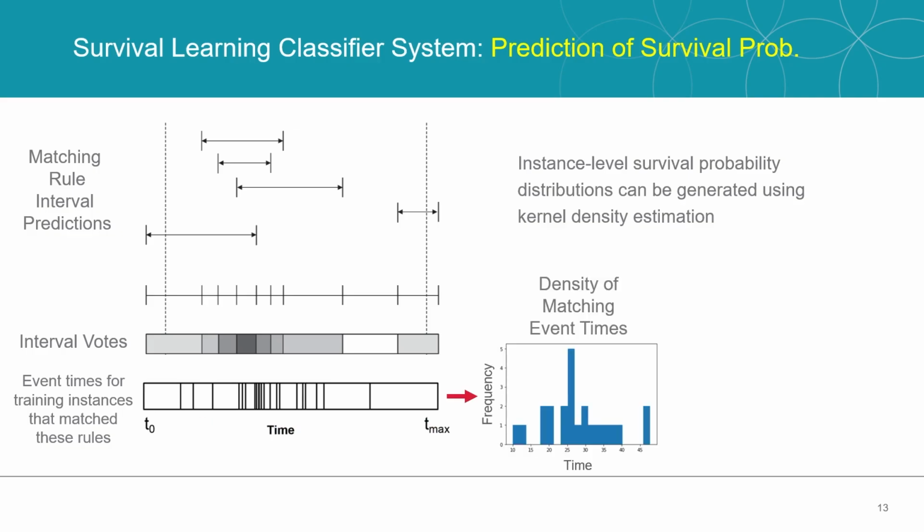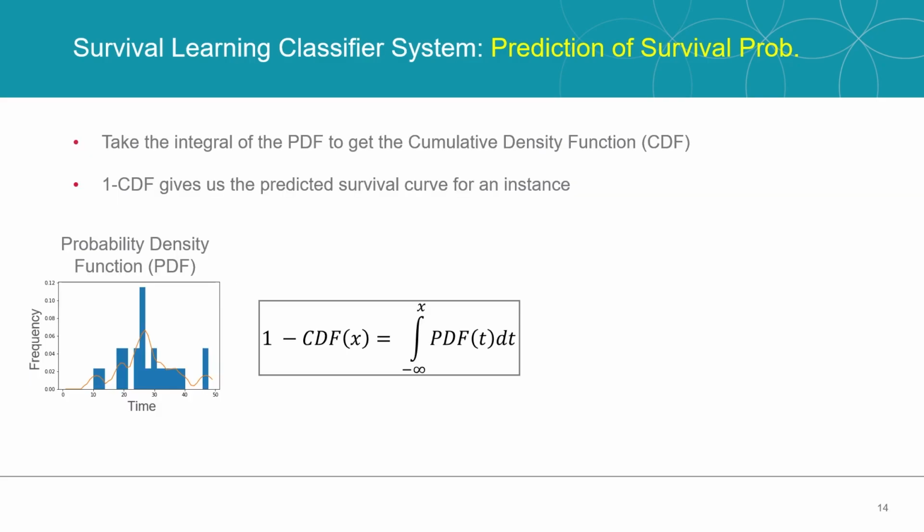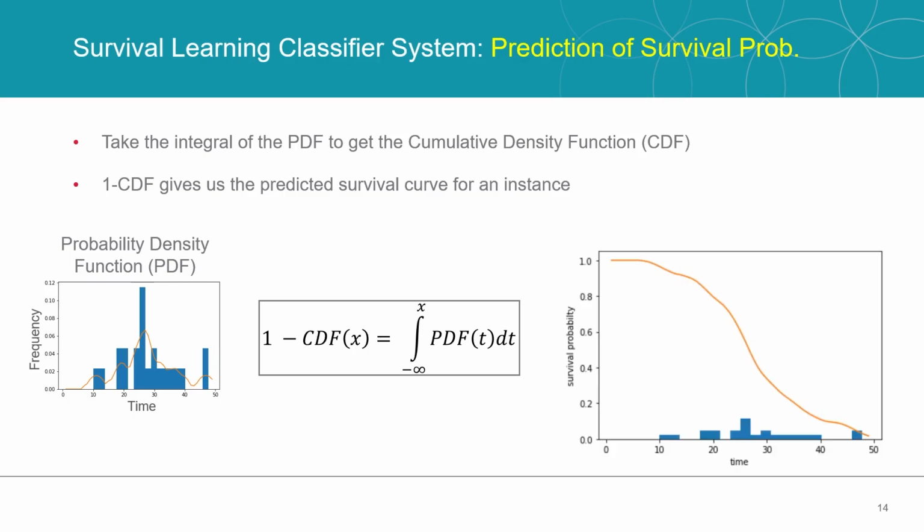From this, we plot a density of matching event times, which then can be turned into a probability density function, or PDF. Lastly, we take the integral of the PDF to get the cumulative density function, or CDF. And 1 minus the CDF gives us the predicted survival curve for an instance, which in this case looks like this. And so here we have a predicted survival curve for a given testing instance.